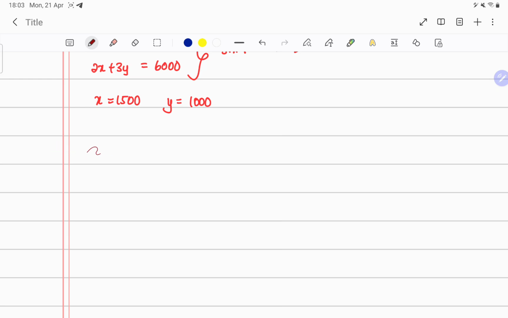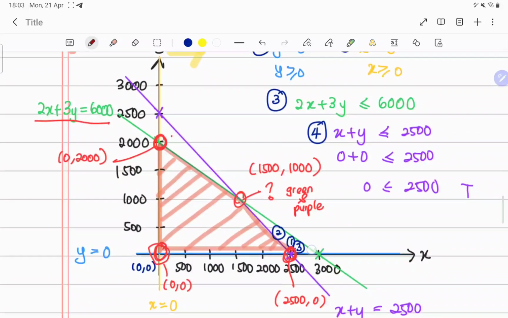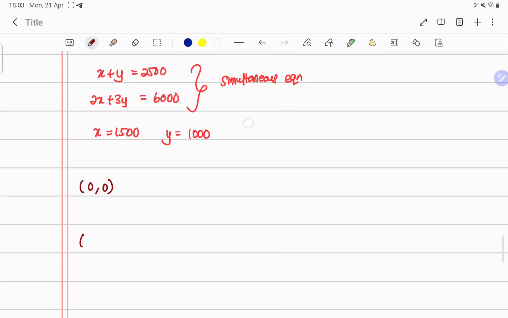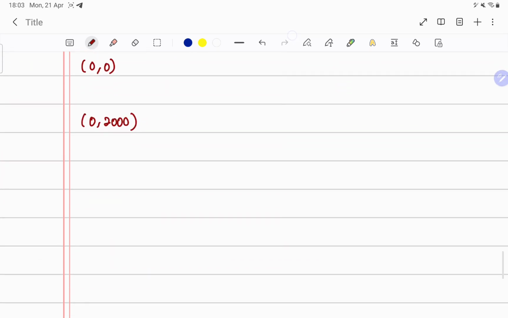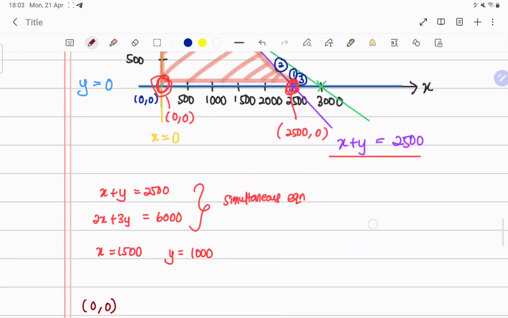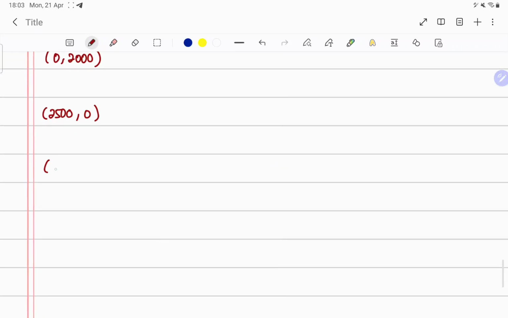We list out: the first coordinate is 0, 0. And then we have 0, 1000. And then we have 2500, 0. And then we have 1500 and 1000.